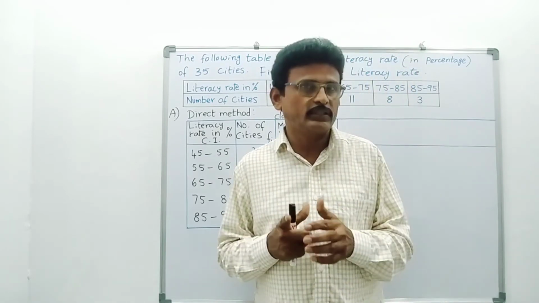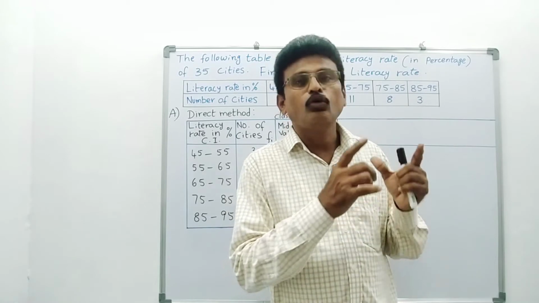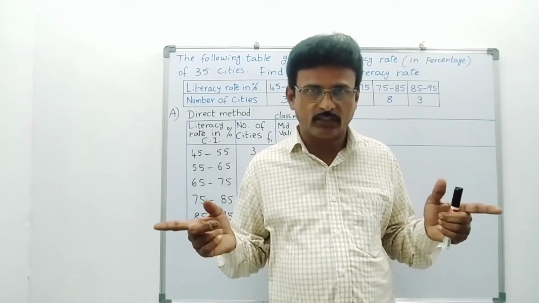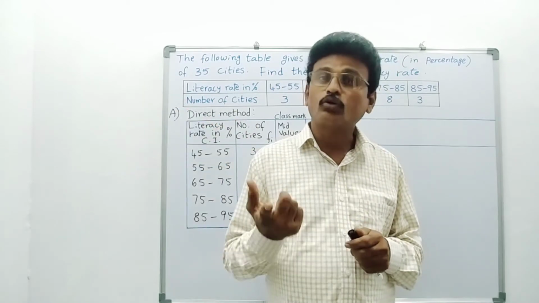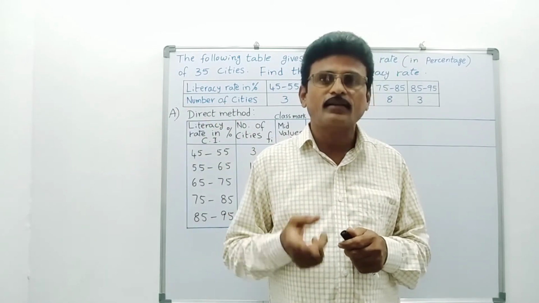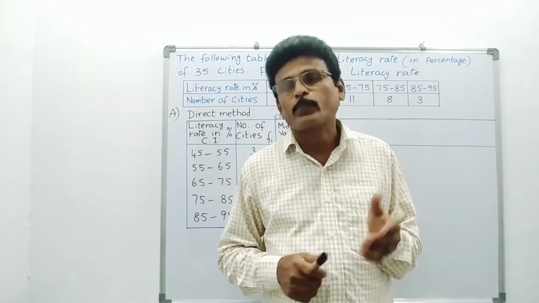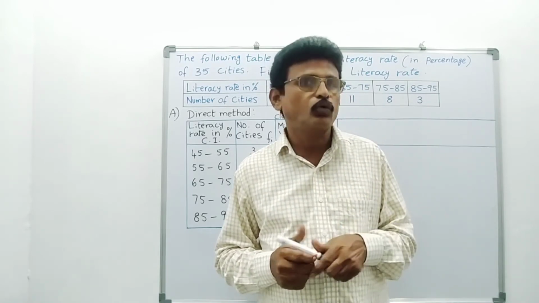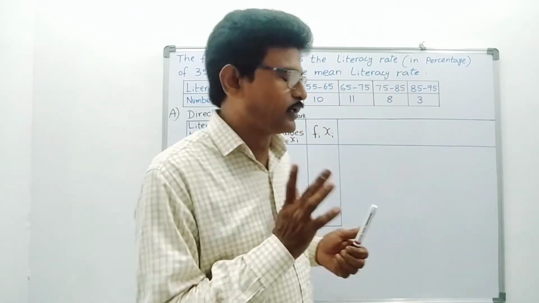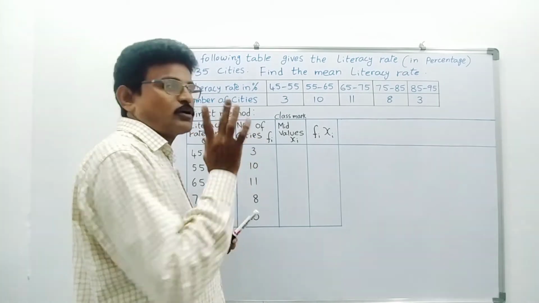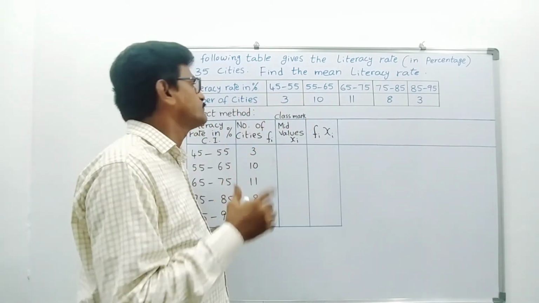You have to remember one thing. If the observations are very low values, we can use direct method. Suppose the data is very high values, you have to go for assumed mean method or step deviation method. Those who are weak in statistics have to follow only direct method. You can do the problem by direct method only. It is very simple. That's why, students, carefully observe how to solve the given problem in direct method to find the mean.